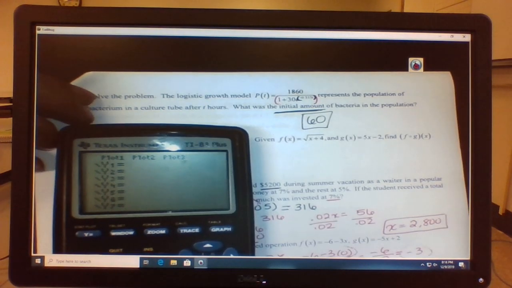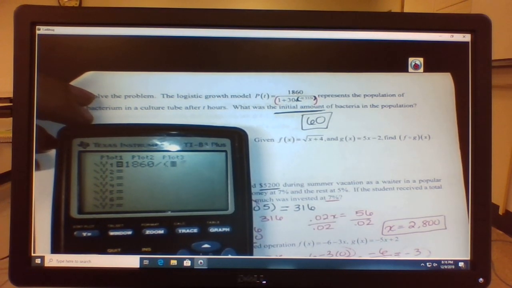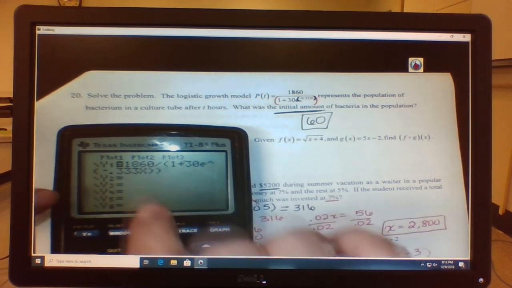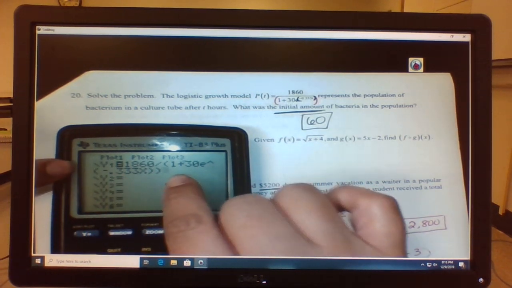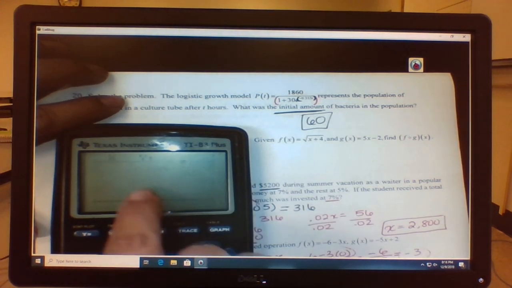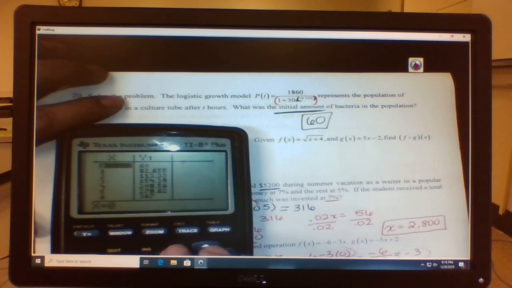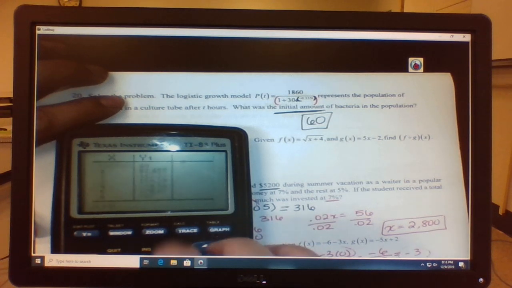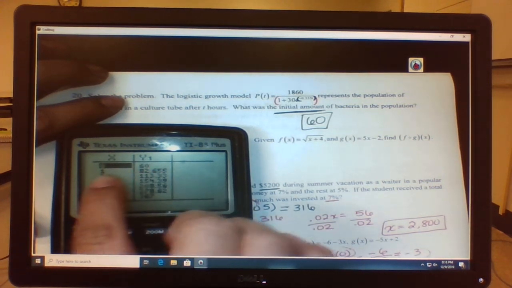So 1860 divided by 1 plus 30. The E opens up the caret, and it's already there, so it opens up the negative 0.333 x. Make sure you close that parentheses and then close the other one. Because the first parentheses is for the exponent, and then the other one's for the whole. And then what do you do with 2? I put a X for T. And then you go second table. Right there. Okay.